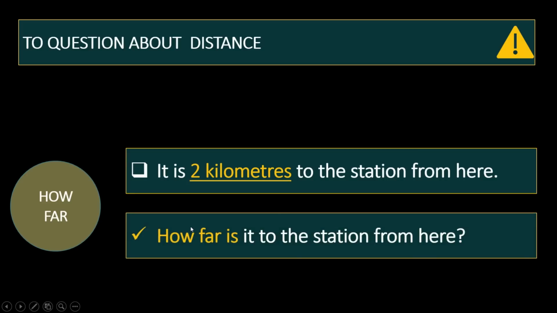Have you noticed the change that we have made? Yes, here. I used is at the beginning and the subject it after that. How far is it to the station from here? That's a basic rule about making questions. Helping verb at the beginning and then the subject.